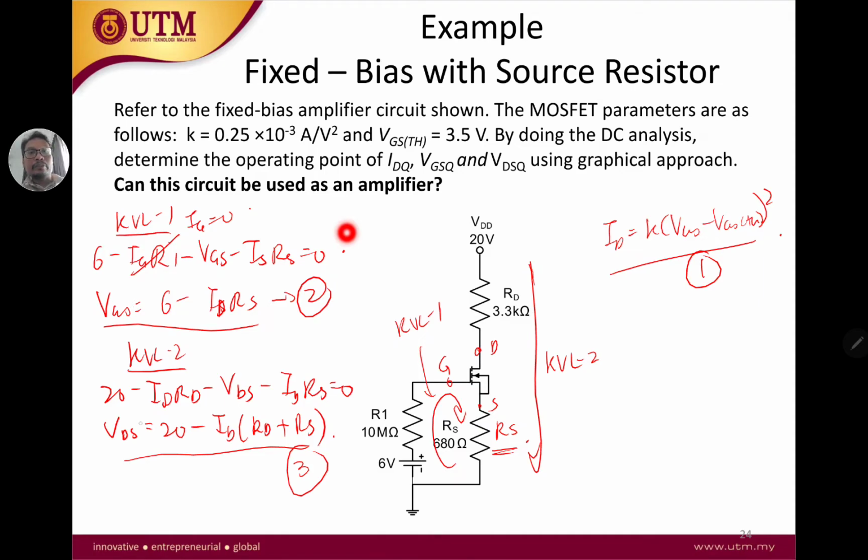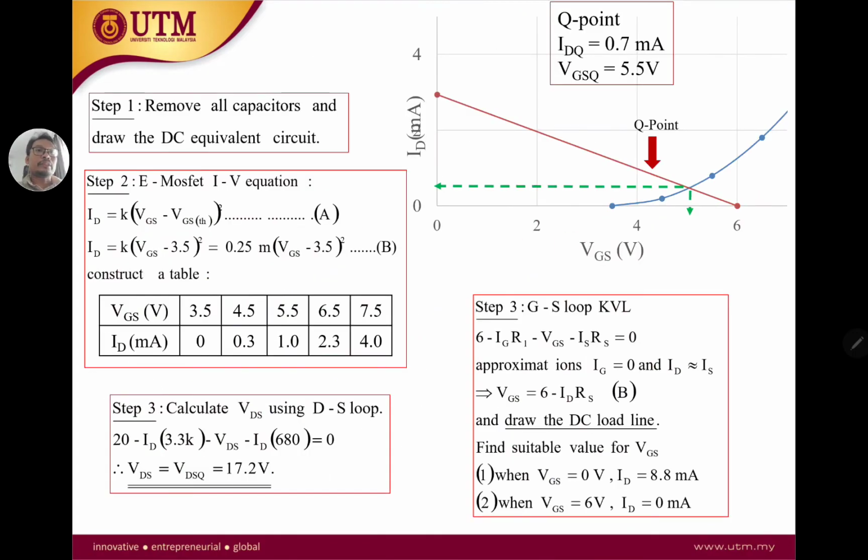Okay, this is how you find your VDSQ and VGSQ later on, if you find the IDQ. So we draw this graph from the VGS loop. From there we get your IDQ and your VGSQ. You replace your IDQ there, and you should get your VDSQ. Basically the same steps as before. So let's have a look how they make it here.